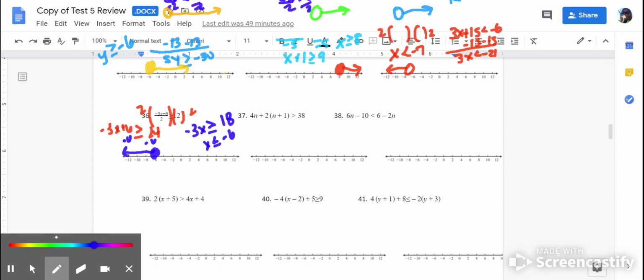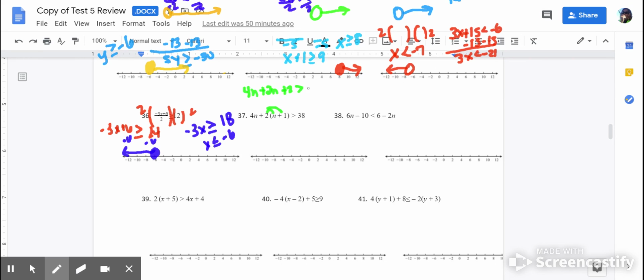For number 37, it's going to take a little bit of extra work from us here. I need to start by distributing my 2. So I get 4n plus 2n plus 2 is greater than 38. Then I'm going to combine these to get 4n plus 2n is 6n plus 3 is greater than 38. Subtract 3 from each side, and I will get 6n is greater than 35.